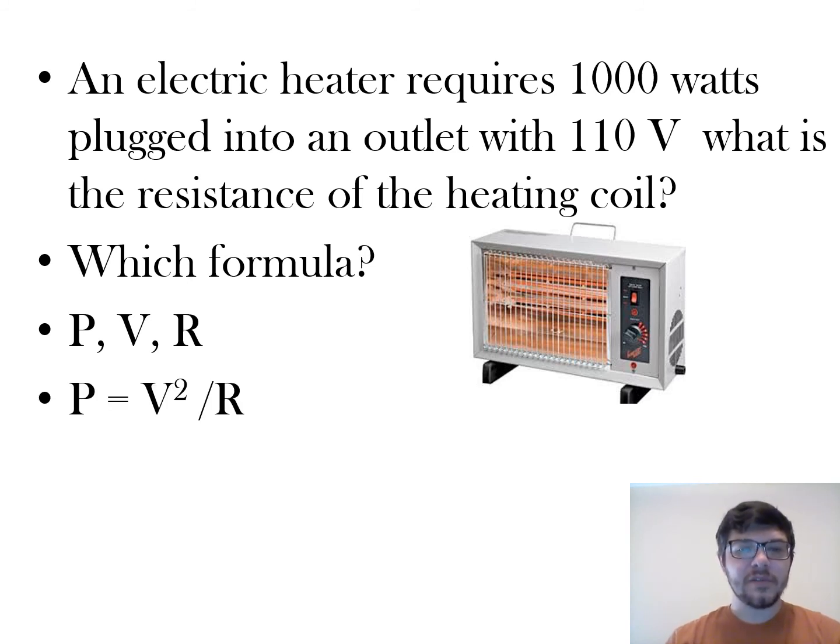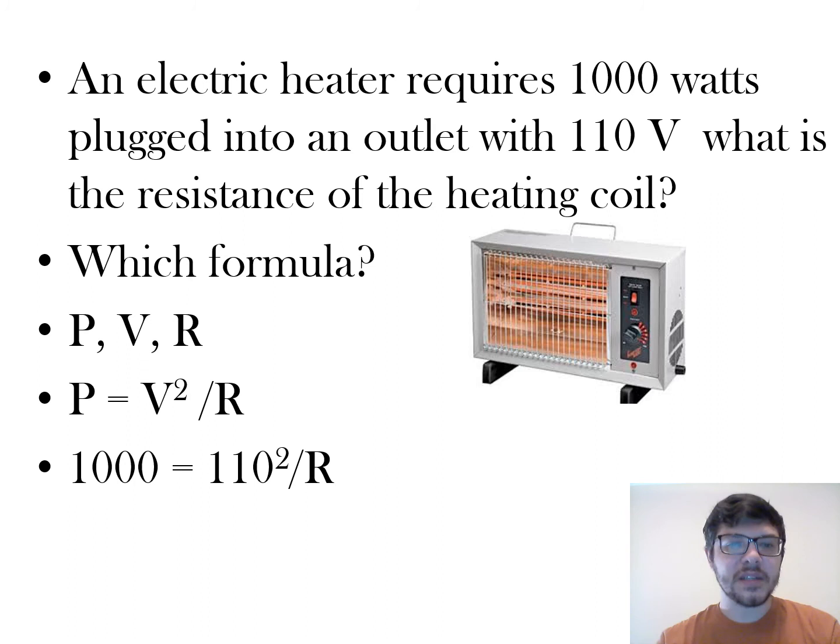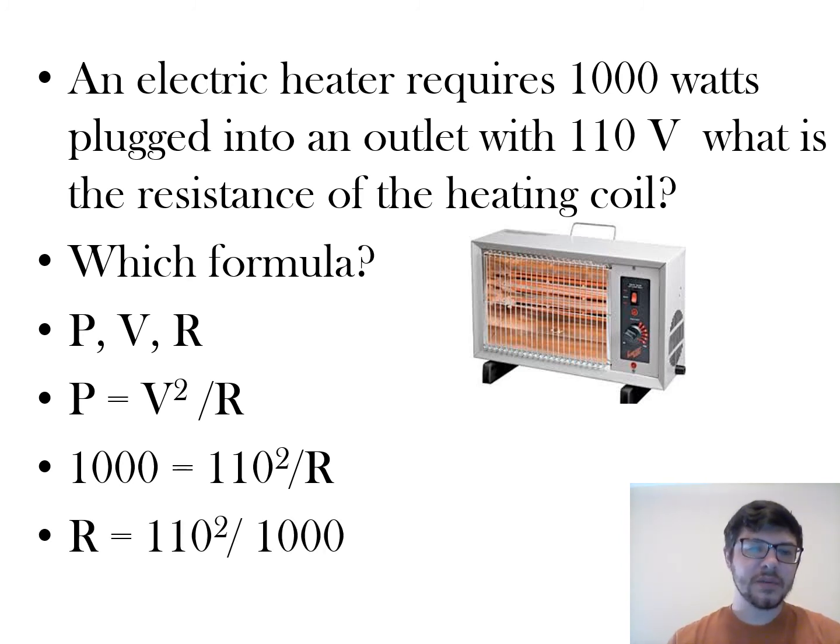If you go back to your formulas, P equals V squared divided by R. So we have 1,000 for our watts. Our volts is 110, so we're going to square that, divided by R. Now, of course, this is an inverse rule, so switch those around. R equals our 110 volts squared divided by our 1,000 watts. R should come out to 12 ohms. That little symbol looks like a horseshoe almost. That is ohms.